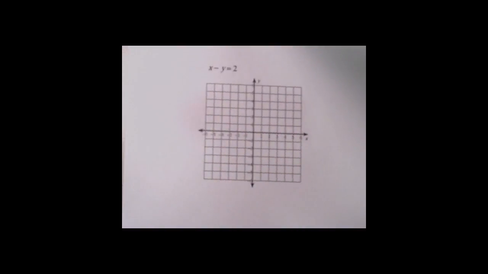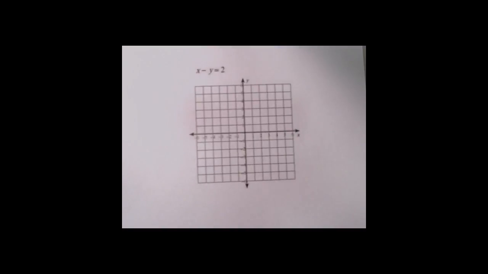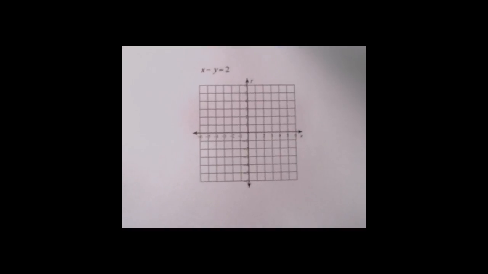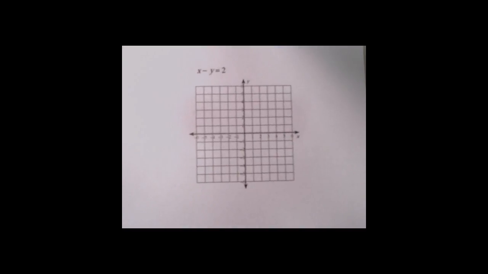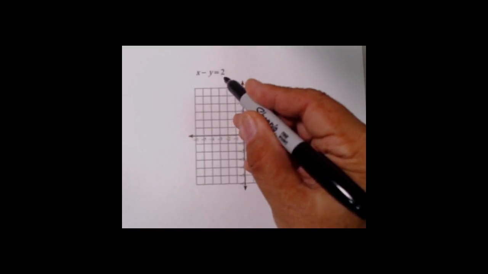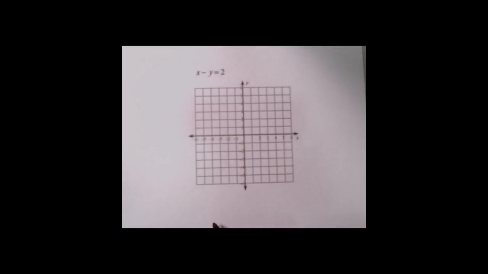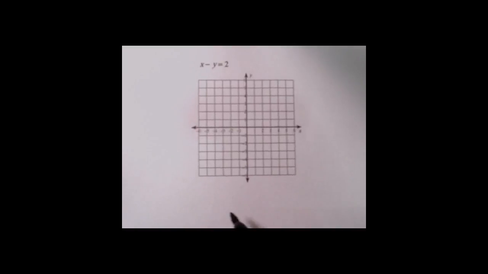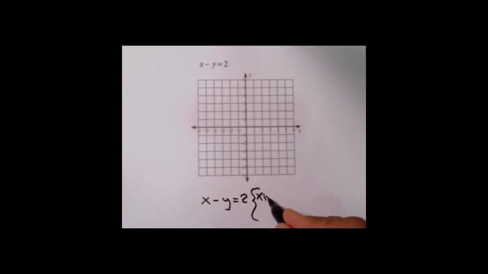Okay, here comes another one. This happens to be in our proper form here. We've got x minus y equals 2. Well, okay, let's see. I've got a little bit of room down below here. I'll write it a little bit larger. X minus y equals 2. And, of course, the x-intercept equals, and the y-intercept equals.